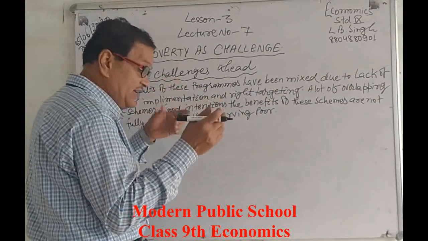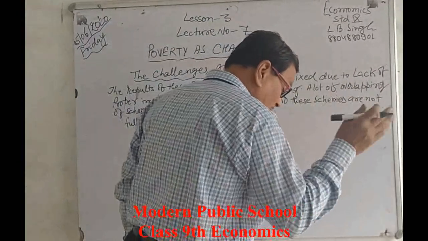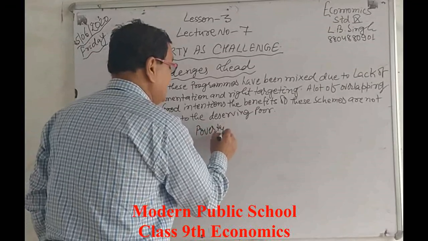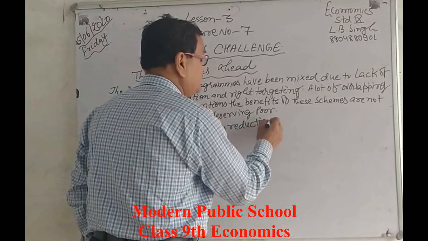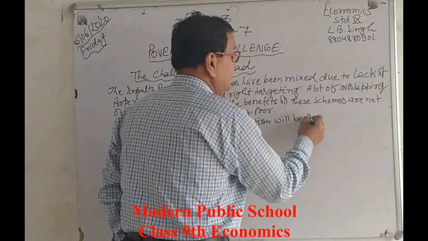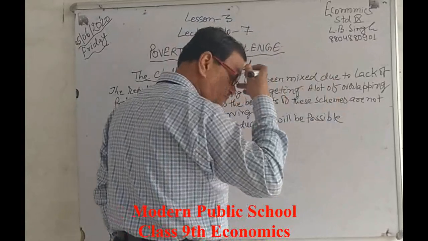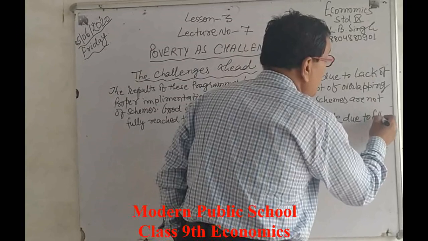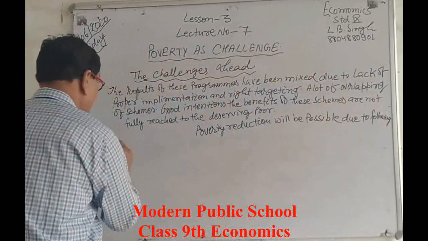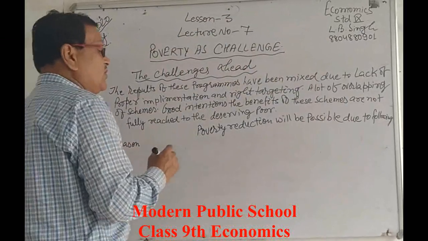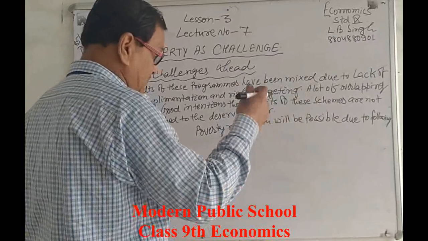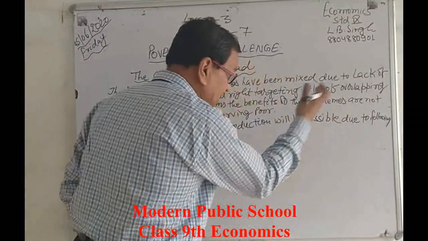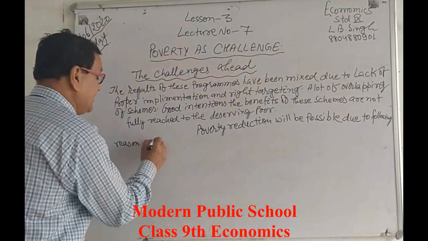I have written regarding this, we have to study about that. Poverty reduction will be possible due to the following reasons. That means how the steps taken by the government to remove poverty will be possible. So we have to study these points. Following reasons.